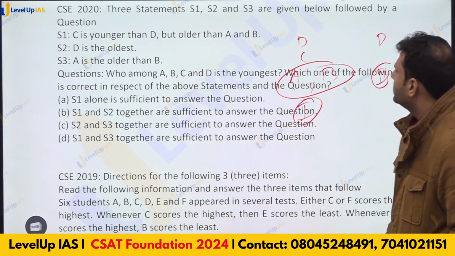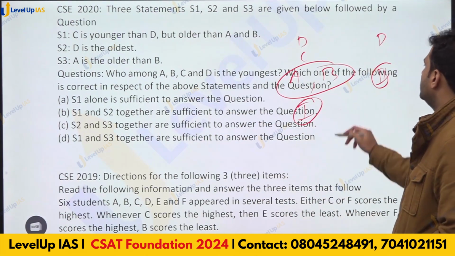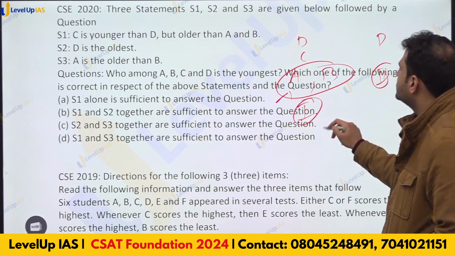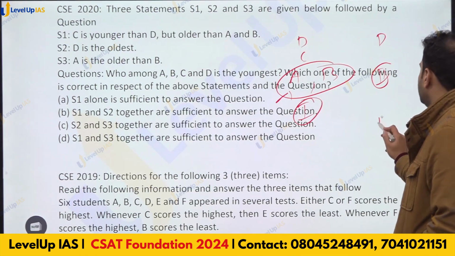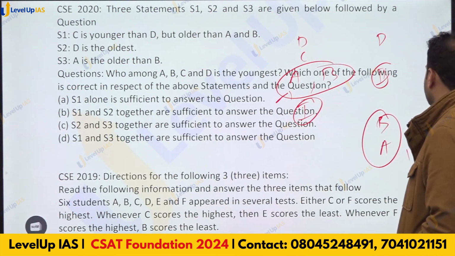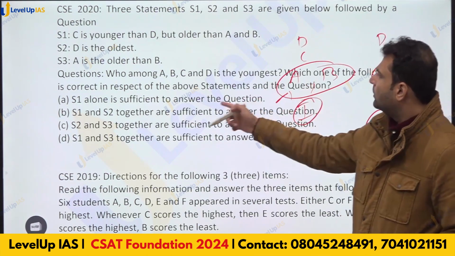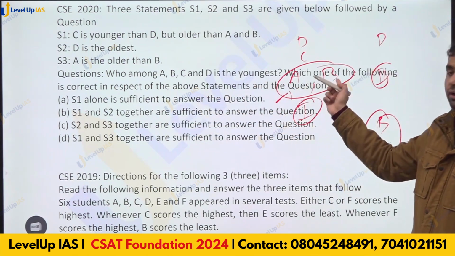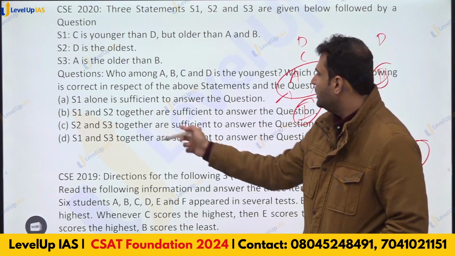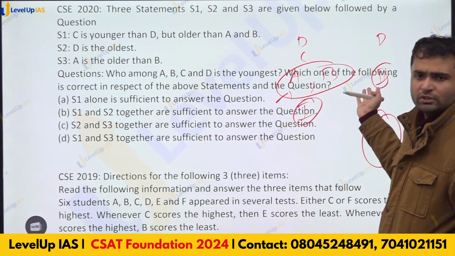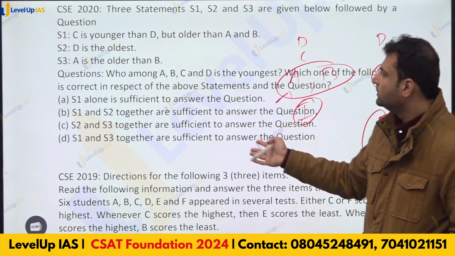Statement 3, A is older than B. Now you have a relation between A and B. So we have B here, A here. This is your statement number 3. Now statement 1 alone is not giving the answer, because you don't know the relation between A and B. Statements 1 and 2 alone, of course, are not giving the answer, because statement 2 does not give any new information.